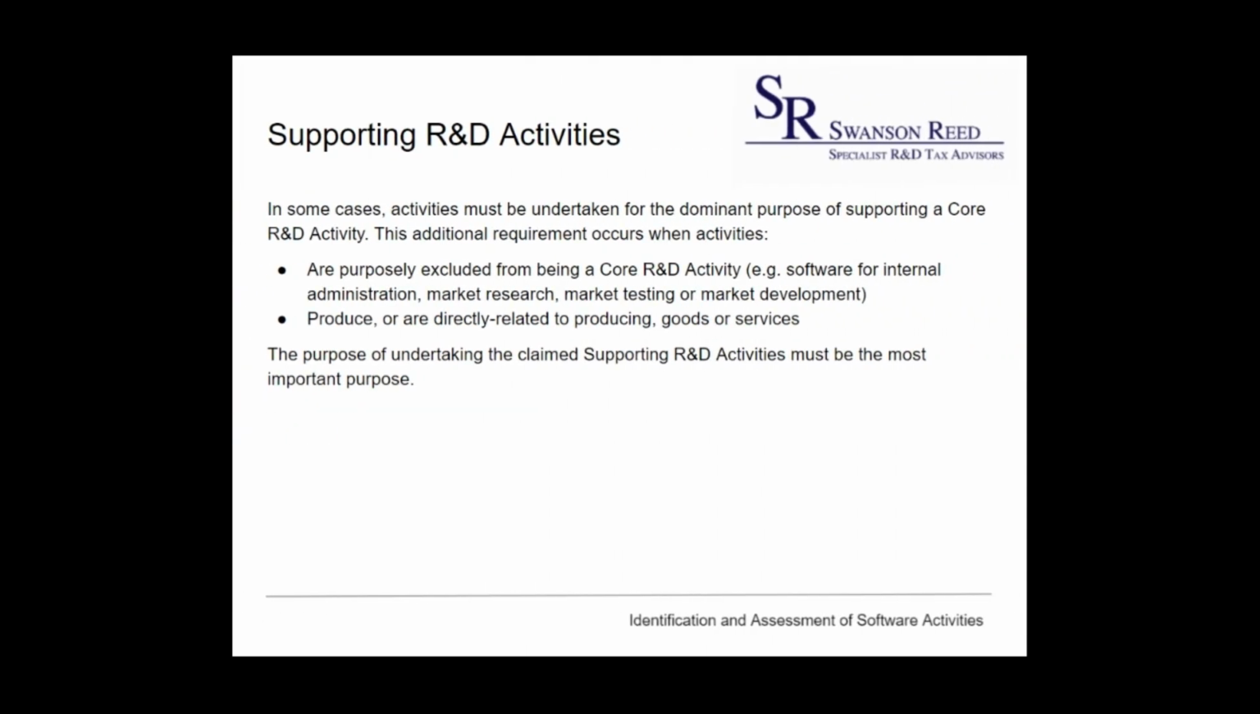In some cases, activities may only be eligible as supporting R&D activities if they are also undertaken for the dominant purpose of supporting a core R&D activity. This additional requirement occurs where an activity is specifically excluded from being a core R&D activity, such as software for internal administration, market research, market testing, or market development, or where an activity is directly related to producing goods or services. In these cases, the activities will not be eligible if the purpose of supporting core R&D activities was of secondary importance. To satisfy the dominant purpose test, the purpose of undertaking the claimed supporting R&D activities must be the most important purpose.